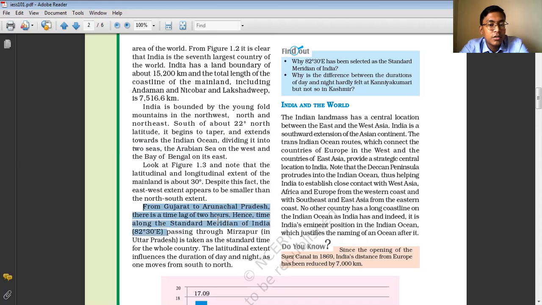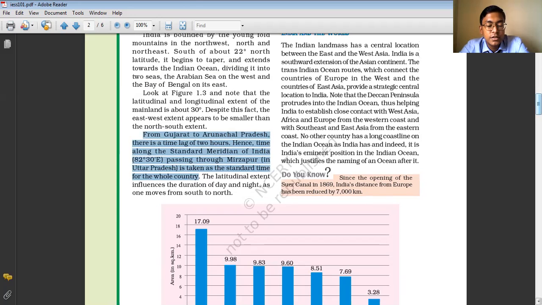Hence the time along the standard meridian of India passing through Mirzapur is taken as the standard time for the whole country. From the west to the east, there is a time difference of 2 hours. That means the sun rises 2 hours earlier in Arunachal Pradesh and 2 hours later in Gujarat. But our watches show the same time.